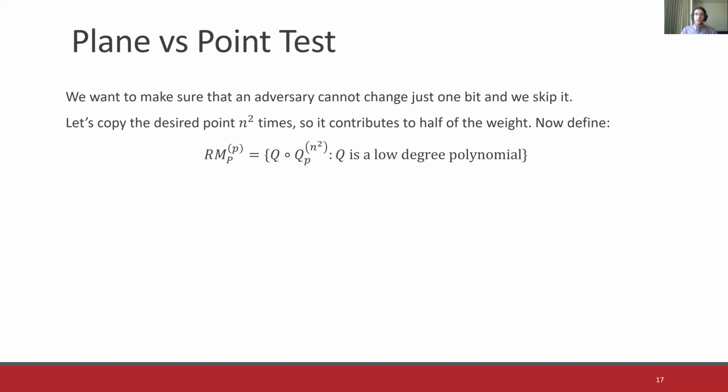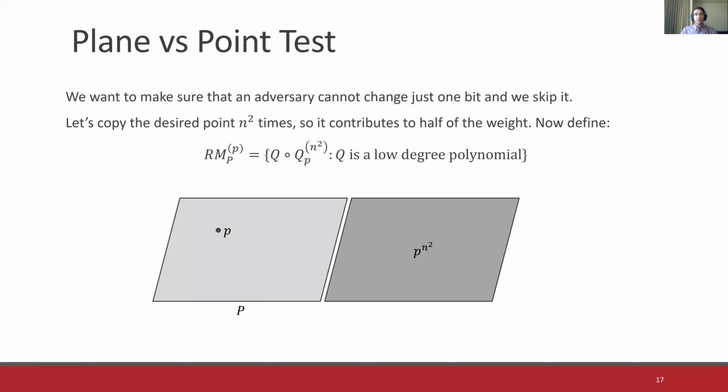So we are defining a new language here. The language is Reed-Muller for each plane and point such that the plane is concatenated with a single point repeated n squared times, and we check whether this plane is low degree and whether it's consistent with the point. So in this case, that single point contributes to half of the weight of the entire language. So if an adversary flips just one single point, then the distance would be at least 1/2.